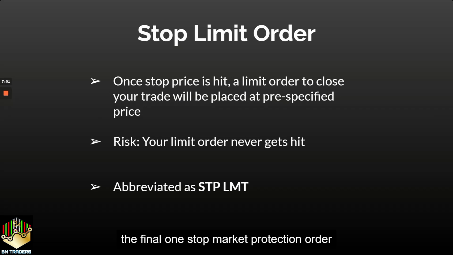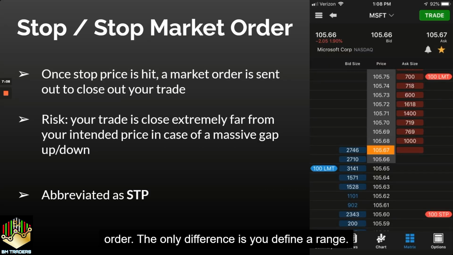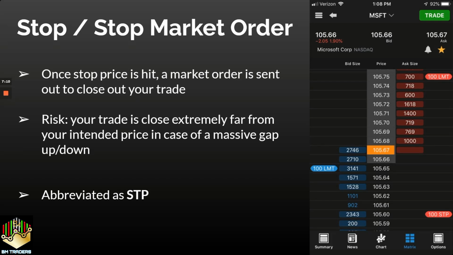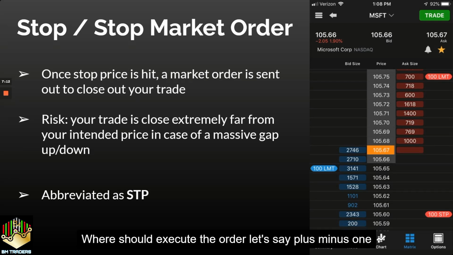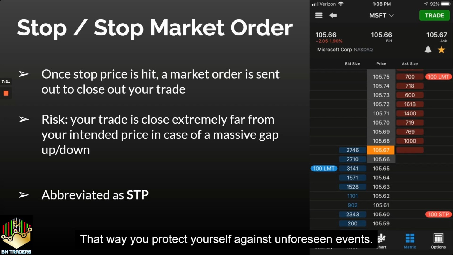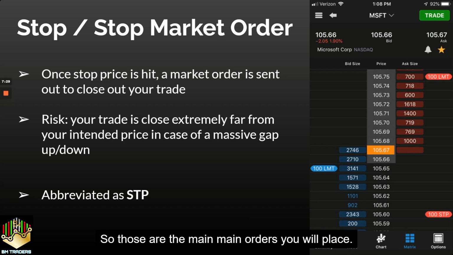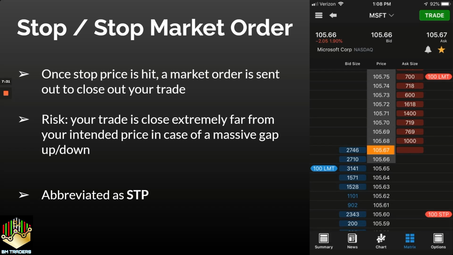The final one, stop market protection order, is exactly like stop market order. The only difference is you define a range where you should execute the order. Let's say plus minus 1%. If the gap is more than that, your stop order won't get executed. That way you protect yourself against unforeseen events. Happens very rarely, but it's something to know. So those are the main orders you will place.